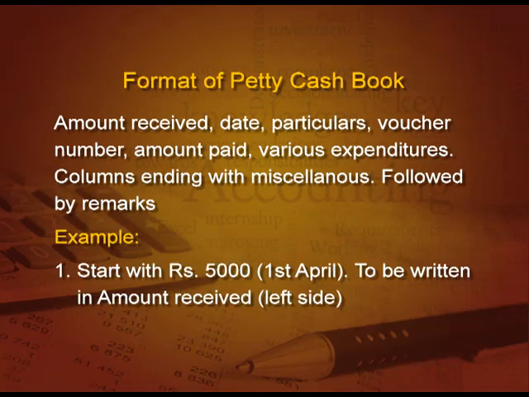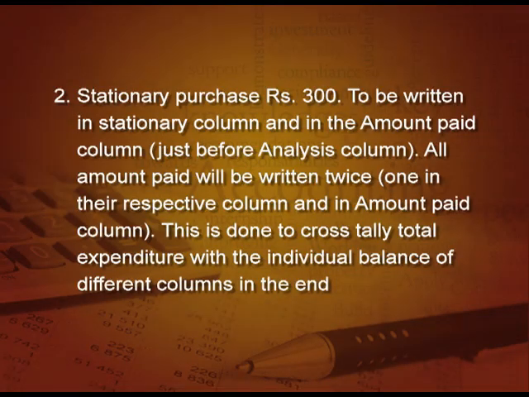Let us begin with the first transaction, that is, start with 5,000 on 1st April. Now, this will be written in the amount received, left hand side. Next, second transaction is stationery purchased 300. Now, this will be recorded in the stationery column as well as in the total amount column, because all the amount paid will be written twice, once in their respective column and once in the amount paid column.